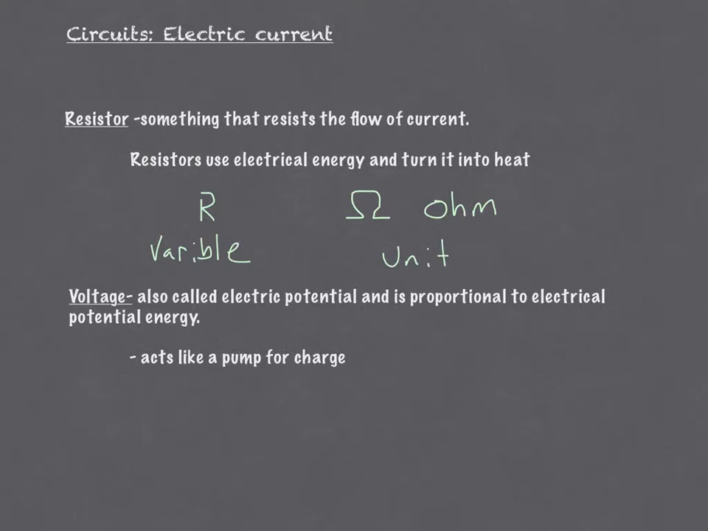Voltage is called electric potential, and it's proportional to electric potential energy. It's actually not the same thing, but we're not going to get too far into the differences between electric potential and electric potential energy. So if you hear me say electric potential or read that in a problem, it is talking about the voltage or the strength of the battery. And again, this acts like a pump for charge. The variable here is V, and then the unit is V for volts. Again, variable is in the equation, unit goes next to the value.